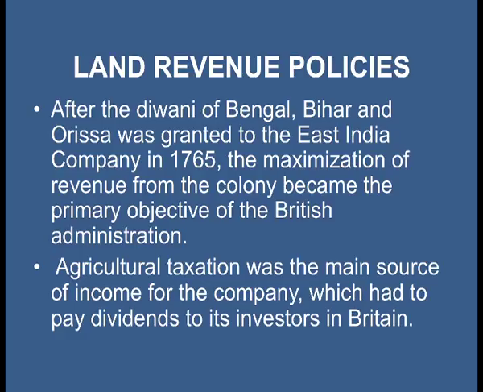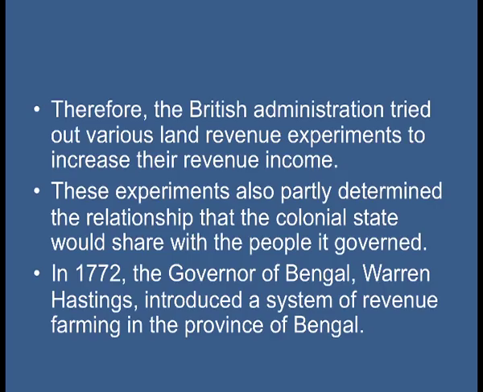After the Diwani of Bengal, Bihar and Orissa was granted to the East India Company in 1765, the maximization of revenue from the colony became the primary objective of the British administration. Agricultural taxation was the main source of income for the company, which had to pay dividends to its investors in Britain. Therefore, the British administration tried out various land revenue experiments to increase their revenue income. These experiments also partly determined the relationship that the colonial state would share with the people it governed.